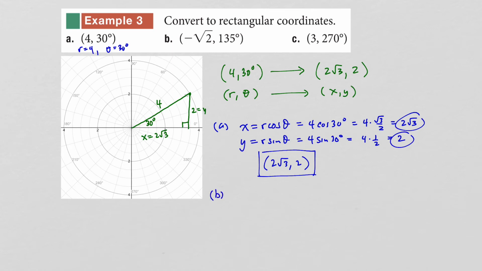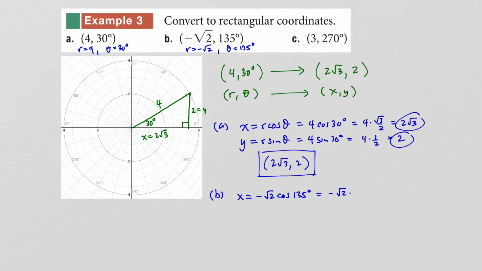For the second one, here we have r equals negative radical 2, theta equals 135 degrees. Again, you could graph it, and if you feel the need to graph, go ahead and graph it. I think it's good practice to graph these. But we can change it to rectangular coordinates by simply using the formulas. So once again, x is going to be r times cosine of theta. r is negative radical 2, theta is 135. So it's negative radical 2 times the cosine of 135.